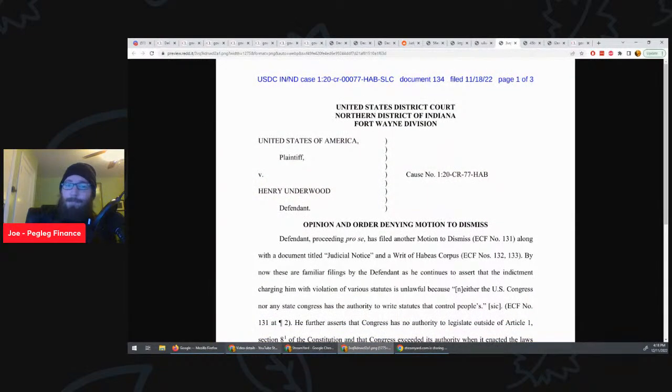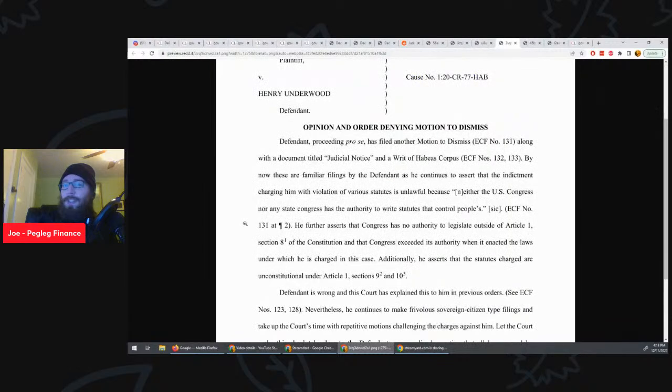The judge wasn't a big fan of that filing. So this is her opinion and order denying motion to dismiss. And it's glorious. "Defendant, proceeding pro se, has filed another motion to dismiss, ECF number 131, along with a document titled Judicial Notice and a Writ of Habeas Corpus. By now, these are familiar filings by the defendant, as he continues to assert that the indictment charging him with violation of various statutes is unlawful because neither the U.S. Congress nor any state Congress has the authority to write statutes that control peoples."